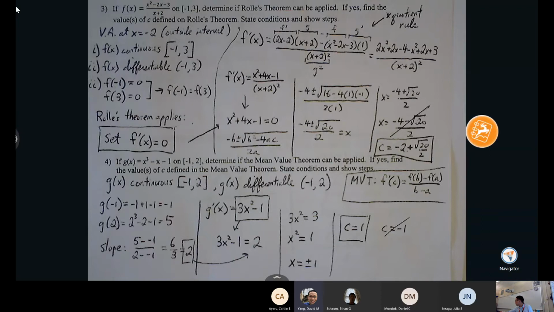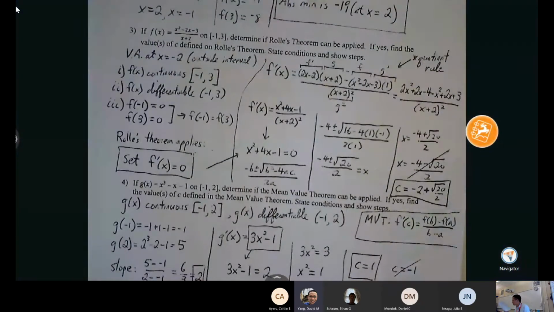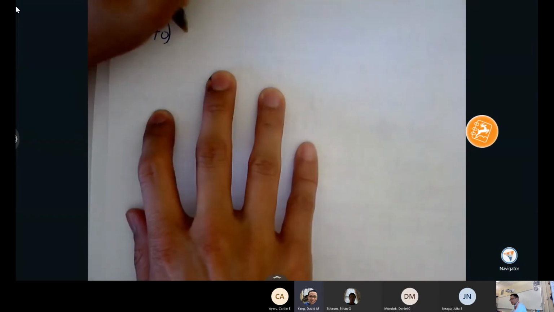All right, Ethan, Daniel, anything else? Can you do a mean value theorem problem? Yeah. So here's another one. Okay, I'll choose this one here, mean value theorem, number 40 from the textbook.